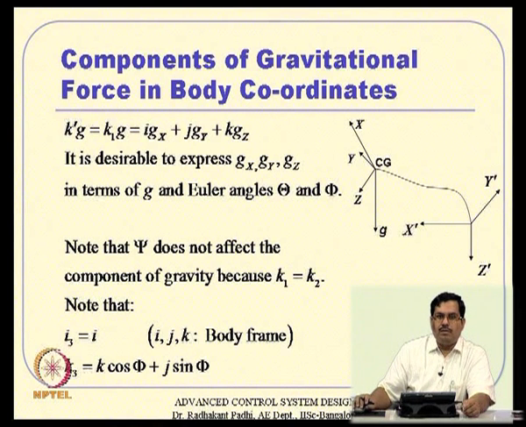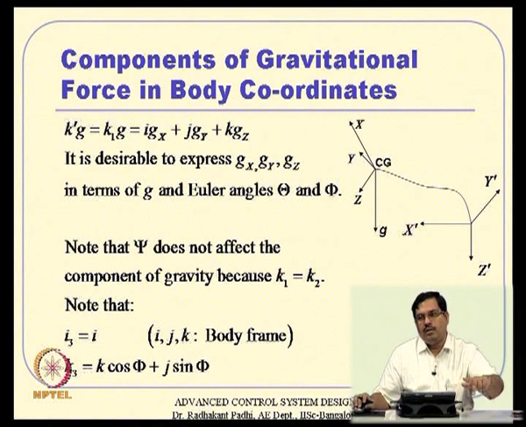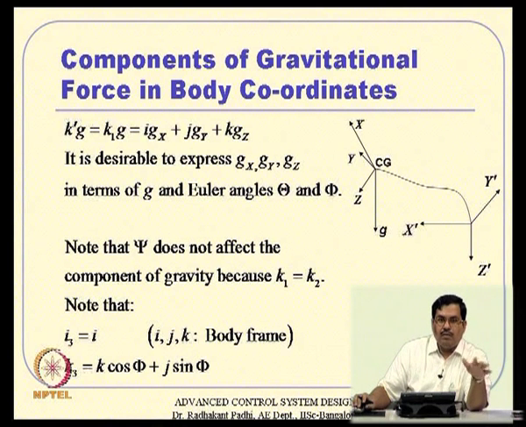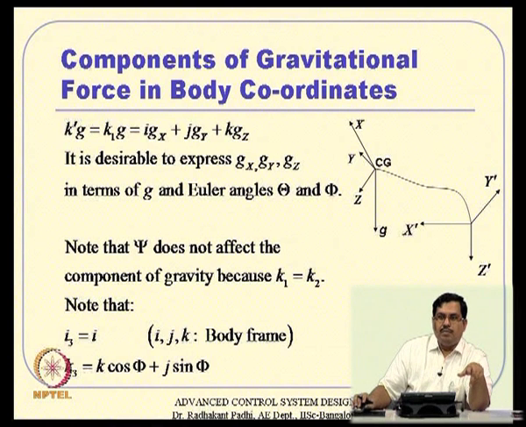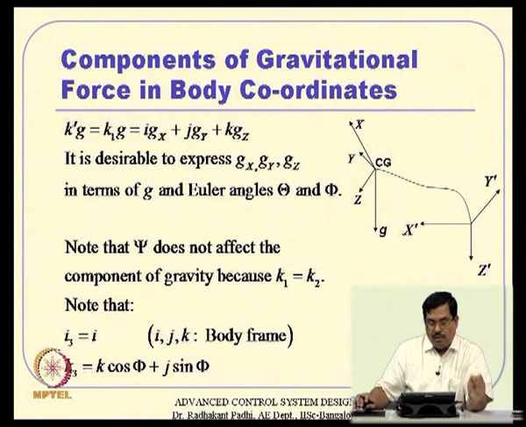Okay. And also note that psi does not affect the component of gravity, because k1 is equal to k2. So, anytime the vehicle takes a rotation parallel to the surface of earth, okay, that means some psi rotation actually, then the gravity is still pointed vertically actually. That means the z vector, whatever happens, it does not affect actually. In other words, the rotation psi does not affect the gravity components at all actually. Okay. Essentially under the flat earth assumption, if the earth is flat and the vehicle takes some psi rotation somewhere, then it does not affect anything about the body xyz actually. So, we will not worry so much about that.